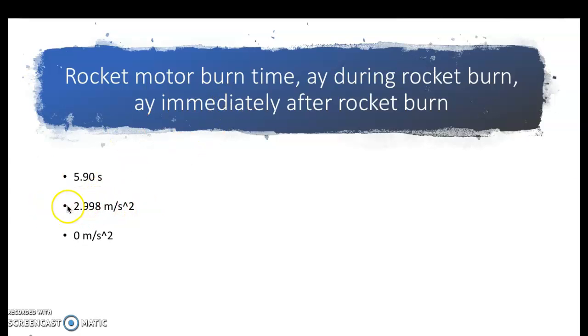How we found the 2.998 meters per second squared was we looked at the velocity versus time graph. We shaded the area and did a line of best fit, and the slope gave us the acceleration, which was 2.998 meters per second squared. The Ay immediately after the rocket burn was 0 meters per second squared, as there's no acceleration after that point.